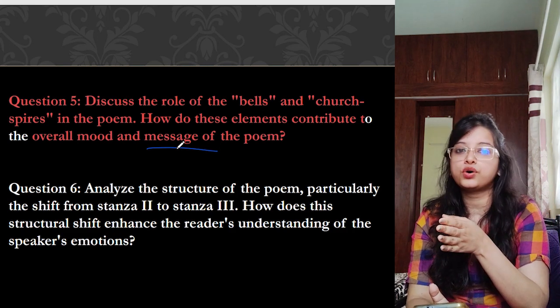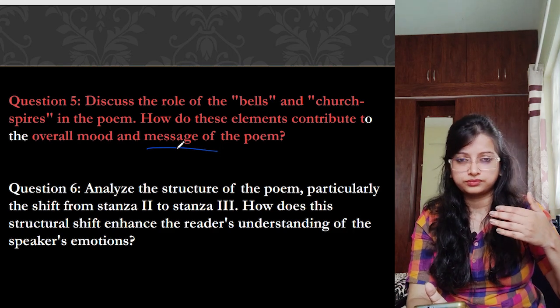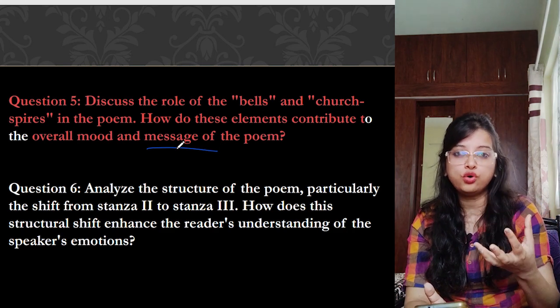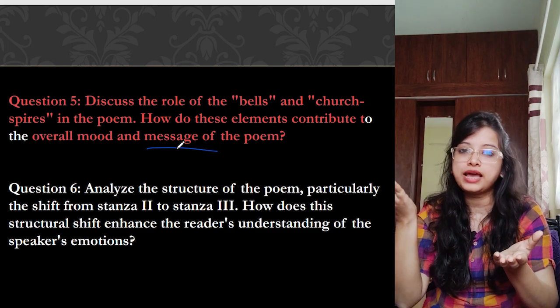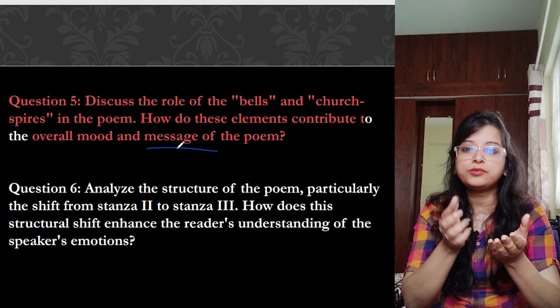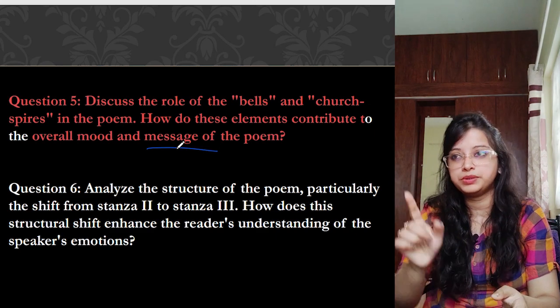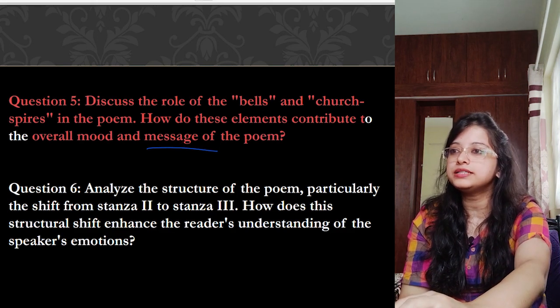So with these contrasting images, the poem leaves a scope so that it can show the contrast, what happens in the past and what happens in the future, to point out the fickle mindedness of people. That is the message of the poem. All right. Now question number 6.